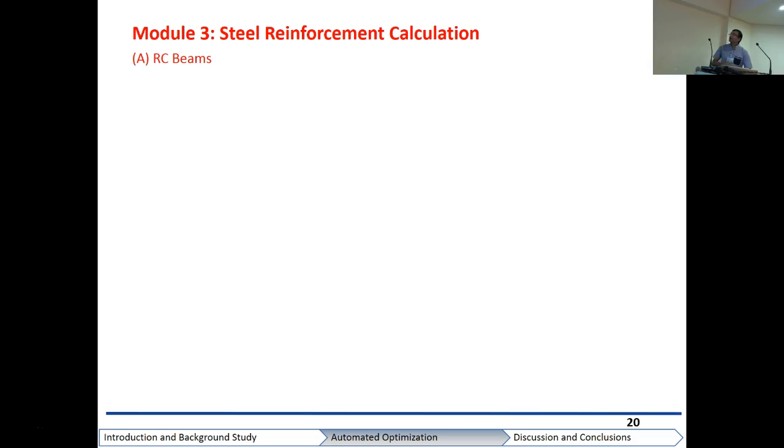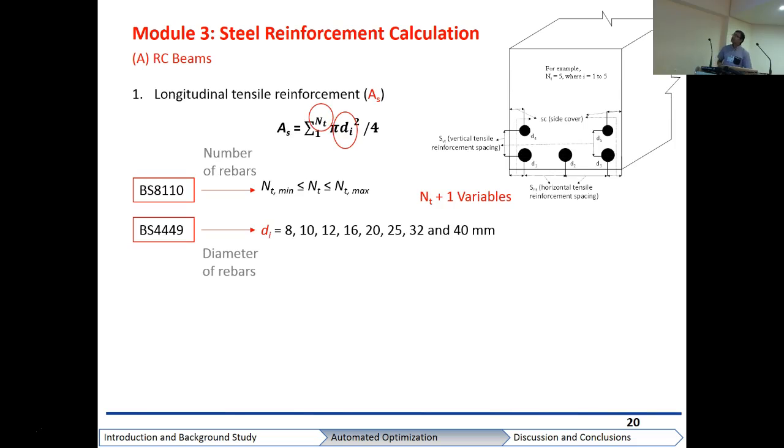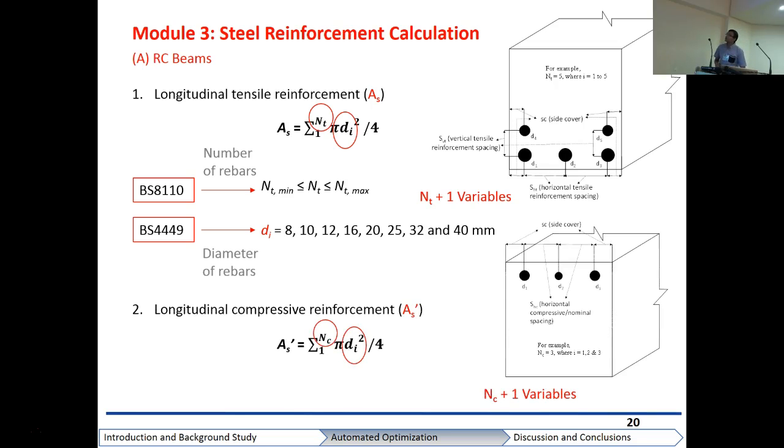Now I will start the detailed calculation of steel reinforcement for RC beams. The first one is the tensile steel reinforcement, which is the total cross-sectional area of longitudinal bars provided in an RC beam, which can be formulated in the given equation in the slide. We can see there are 2 types of variables. The first is the number of reinforcement bars, and the second is the diameter of each reinforcement bar. Hence we have a total of nt plus 1 variables: nt for the number, and once we have that number, we have to calculate the diameter for each reinforcement bar. Similar calculations can be done for compressive reinforcement, and we will have nc plus 1 variables.